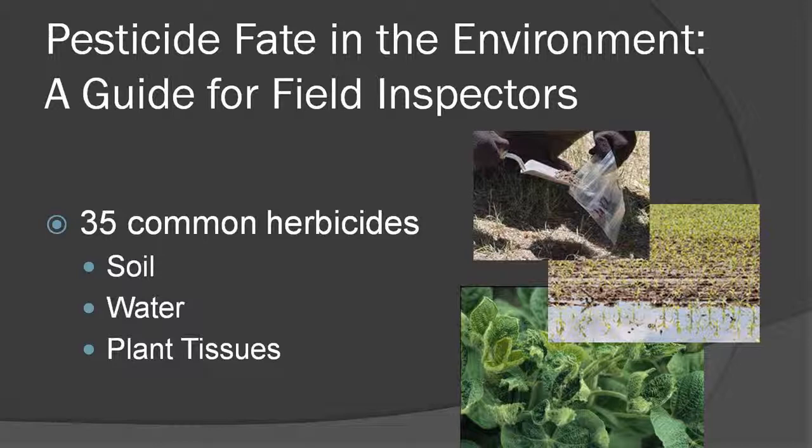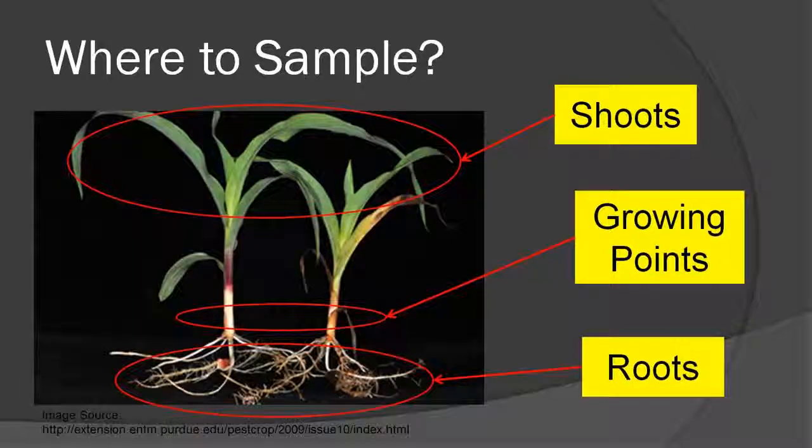It contains information for 35 common herbicides. It includes information on the persistence in soil, the possible mobility in water, and how the herbicide translocates in plant tissues. The plant tissue part can be helpful because when an inspector goes out, they may need to sample the shoots, the growing points, or the roots of the plant, depending on the individual herbicide.